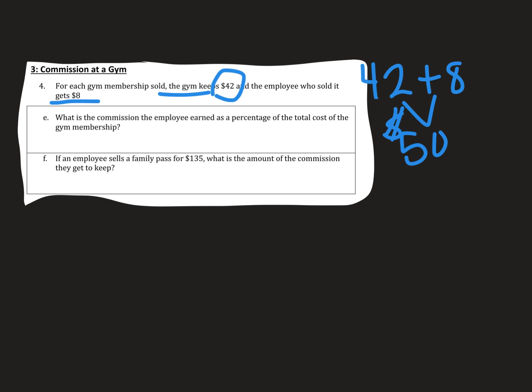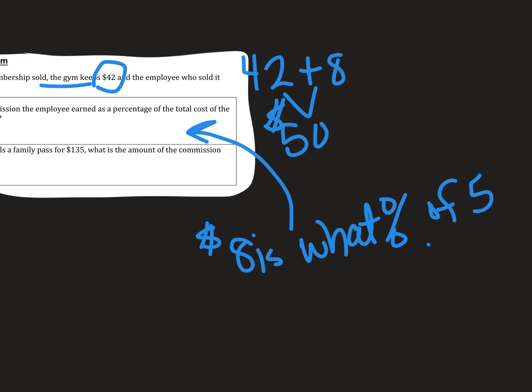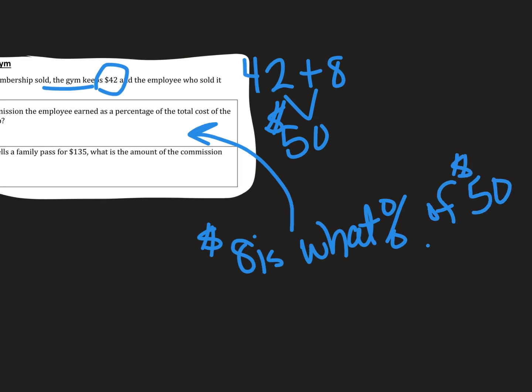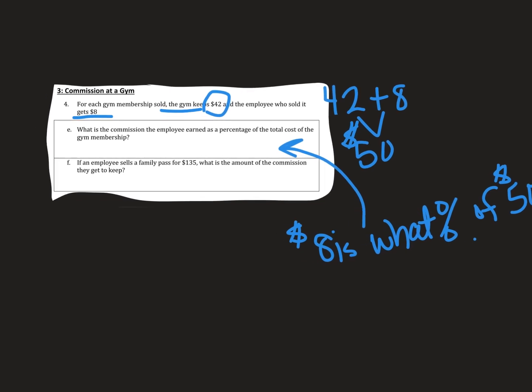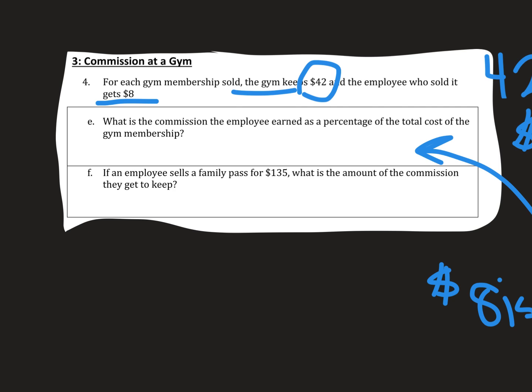So what's the commission the employee earned as a percentage of the total cost of the gym membership? In other words, you need to write out an equation or a proportion to find what $8 is, what percent of 50. $8 is what percent of 50. Okay, so go ahead and do your equation or your proportion and complete that for me.